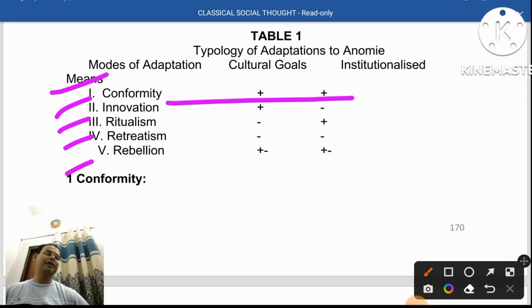And some people want to become rich, but they are not doing such activities. Suppose they are stealing, they are doing wrong things. Then that is not the norm of the society. That is not the institutionalized means. So it is not conformity.